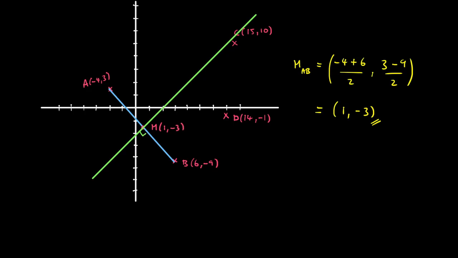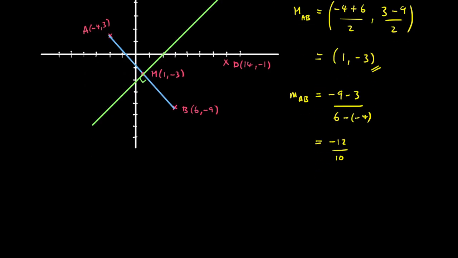And then I want to find the gradient of my perpendicular bisector. Well, how will I do that? I'll find the gradient of AB first, and then the negative reciprocal of that will give me the gradient perpendicular, the gradient of the green line. So the gradient of AB is y2 minus y1, so -9 minus 3, over x2 minus x1, so that's 6 minus -4. Well, -9 minus 3 is -12. 6 minus -4 is 6 plus 4, which is 10. So the gradient of AB is -6/5.